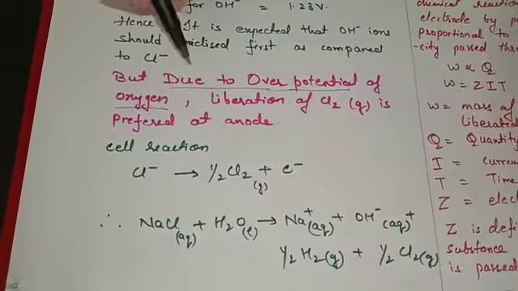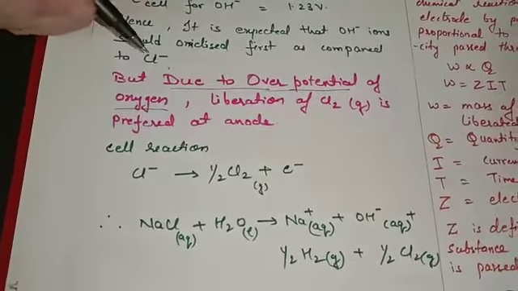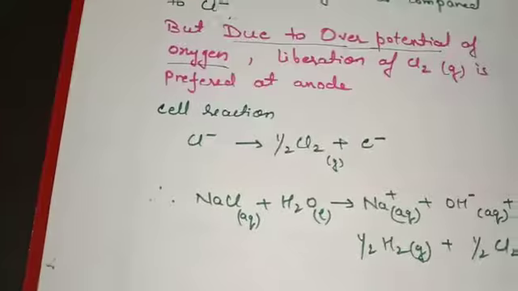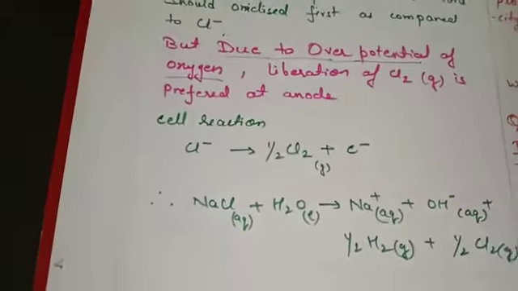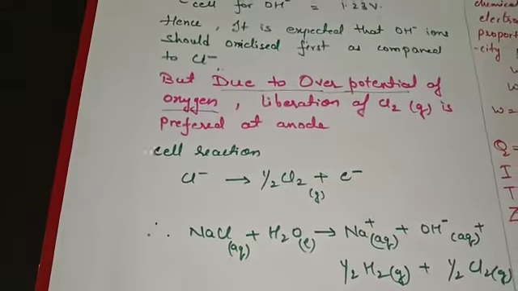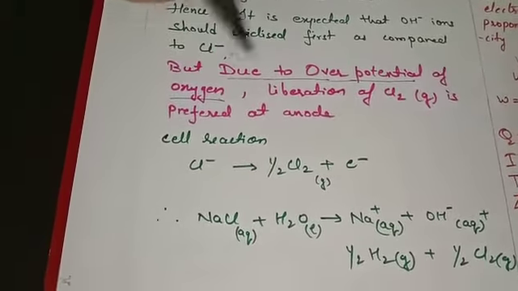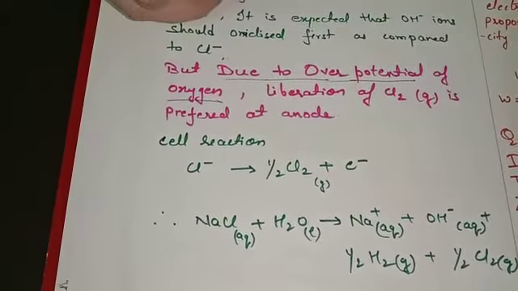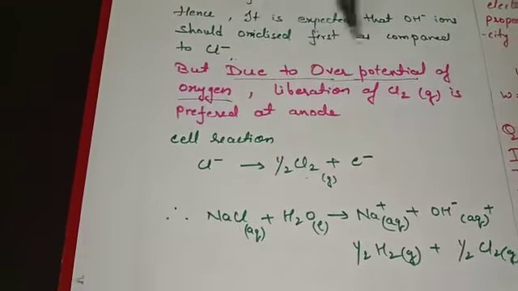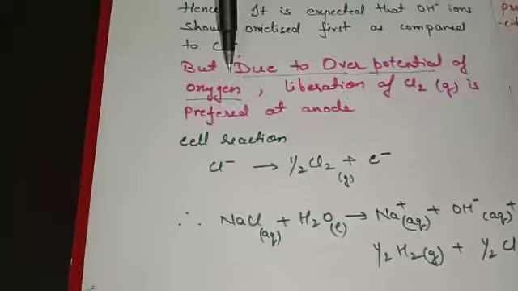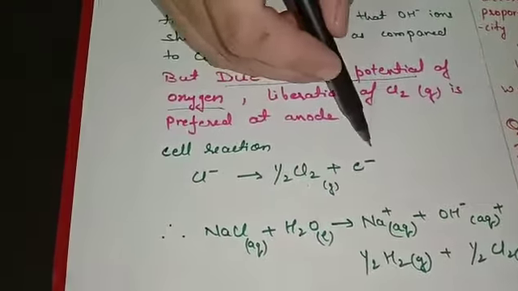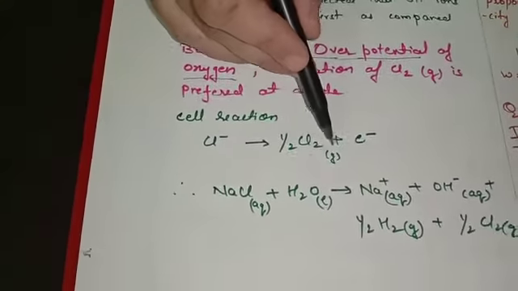Why? Because of the overpotential of oxygen. And students, this is the most important point. I think 2 to 3 times this question has been asked: during the electrolysis process of aqueous NaCl, which gas is released at the anode? So remember that in general it should be oxygen, but chlorine gas is released at the anode due to the overpotential of oxygen. So when we write the cell reaction, chloride ion will lose one electron and get converted into half Cl2.